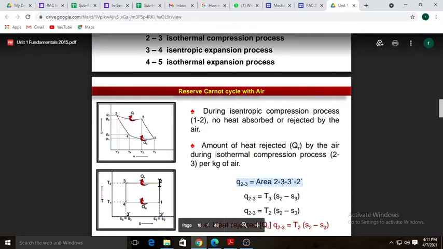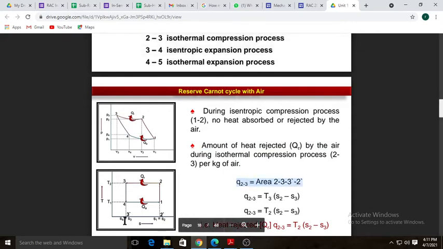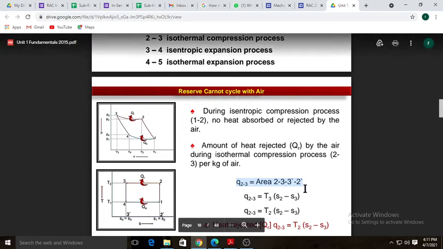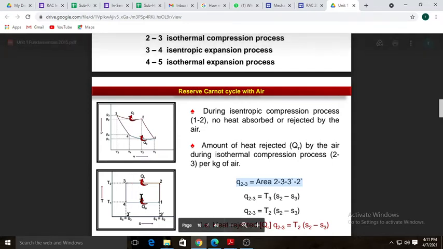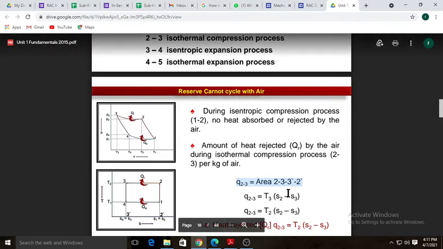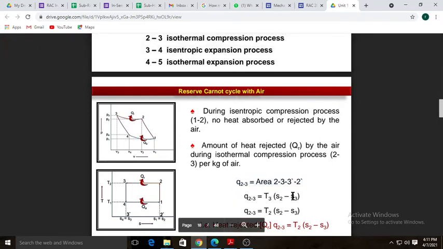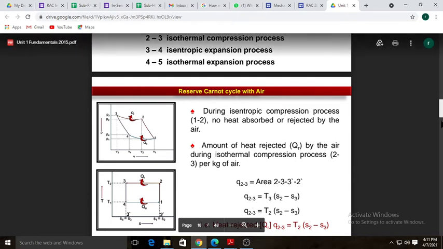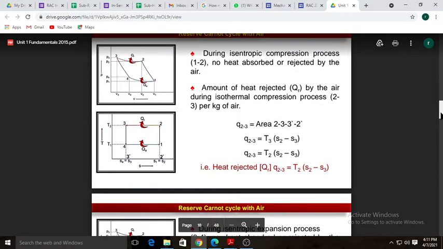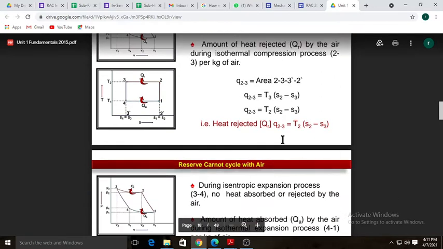You can calculate this Q_R as the area under the curve 2 to 3, 3 to 3 dash, 3 dash to 2 dash, and 2 dash to 2. This area under the curve represents the heat rejected. It can be calculated as Q_2-3 equals T2 into (S2 minus S3). So heat rejected is equal to the product T2 into (S2 minus S3).